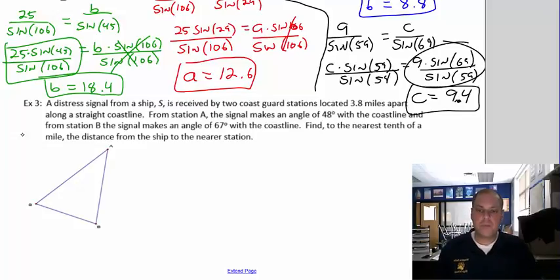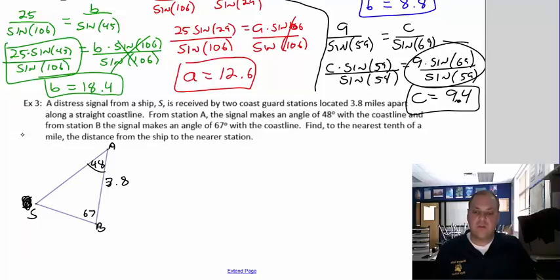Last one. A distress signal from ship S. This is S over here, guys. I know it didn't copy very well. I think it got cut off by the hole punch for you. Is received by two Coast Guard stations located 3.8 miles apart. So here's the two stations, A and B, and they are located 3.8 miles apart. From station A, the signal makes an angle of 48 degrees with the coastline. So angle A is 48. And from station B, the signal makes an angle of 67 from the coastline.